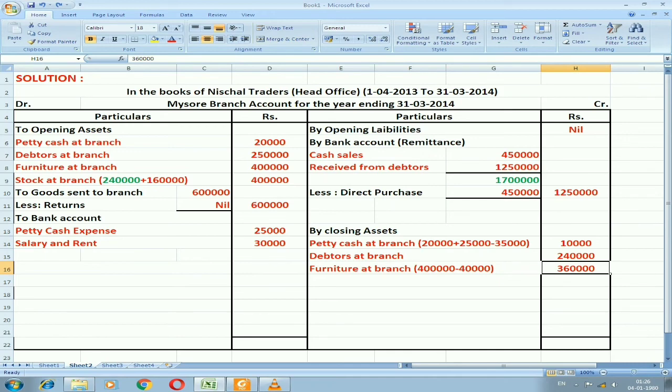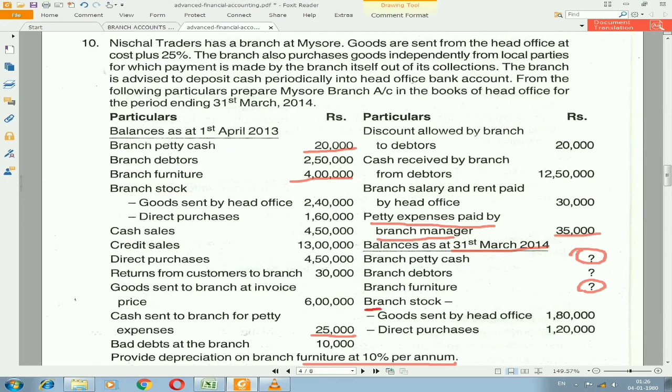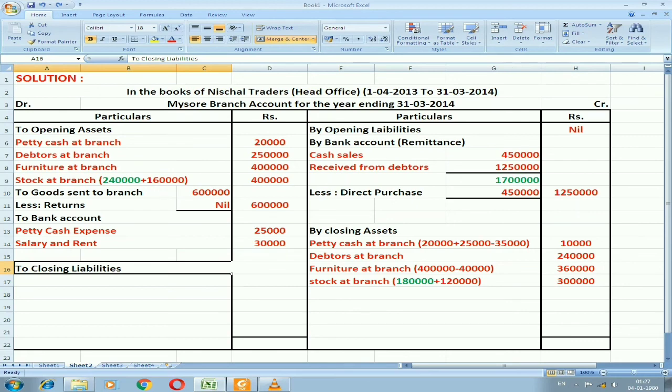Then we have opened stock at branch, both the goods purchased directly as well as sent by head office. They have already given the information. Goods sent by head office as well as direct purchase, both will be considered, and the total amount is 3 lakh. Apart from that, we need to record closing liabilities, but we don't have any closing liabilities in the illustration. We need to consider it as nil.